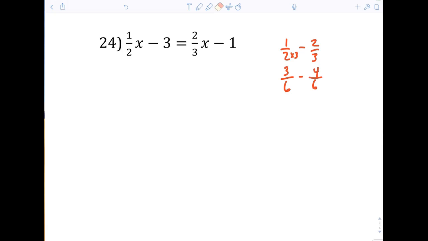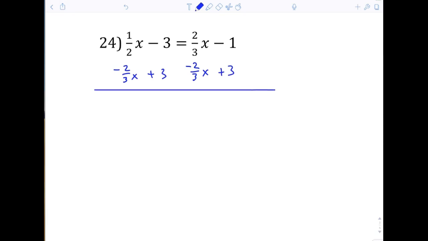Now, the reason why so many people had trouble on 24 was because we had to add and subtract fractions. All right. Now, what did we say to do? Did we subtract 1/2 x or subtract 2/3 x? Subtract 2/3. All right, so we subtracted 2/3 x. So again, when you do that, make sure you're with me. Minus 2/3 x, minus 2/3 x, and then plus 3 and plus 3. That's where you should be.